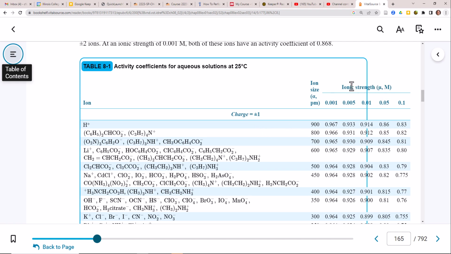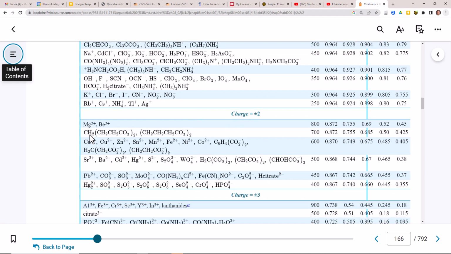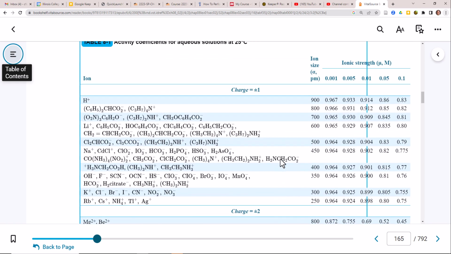These are the ionic strengths, mu, in units of molarity. There's 0.001 molar, 0.005 molar, 0.01 molar, and so on. Then it lists ions that have charges of plus or minus 1, here are a whole bunch of ions. Here are some ions with charge plus or minus 2, and a whole bunch of ions with plus or minus 3, and so on. If we knew the ionic strength and which ion we were talking about, we could look it up.